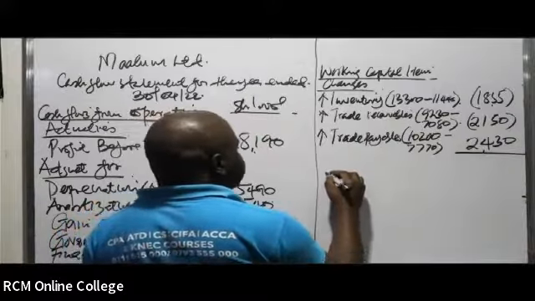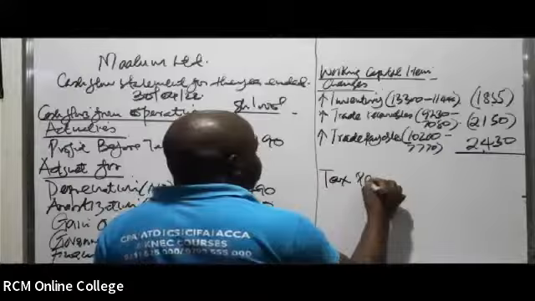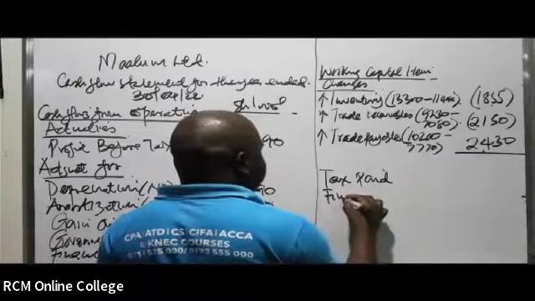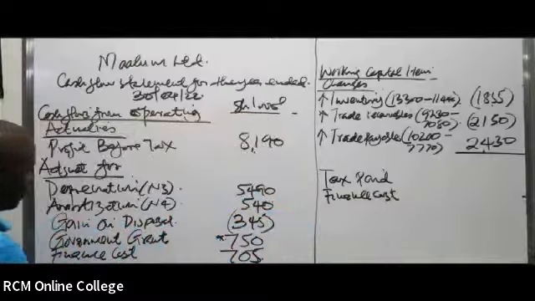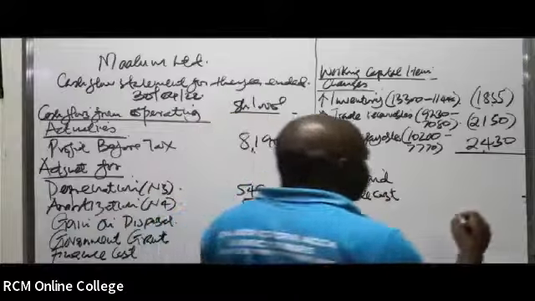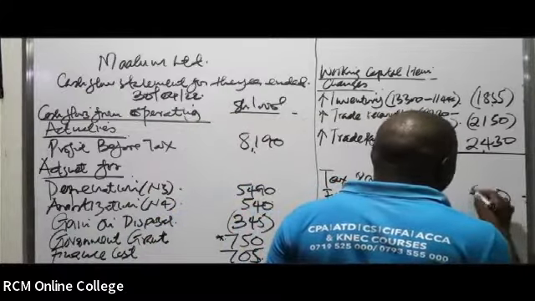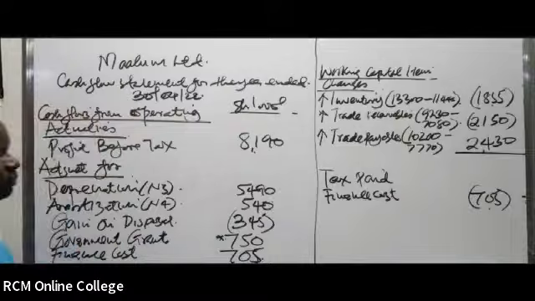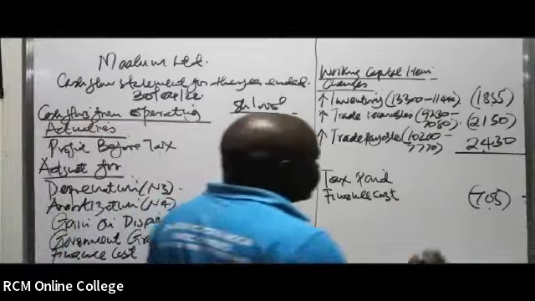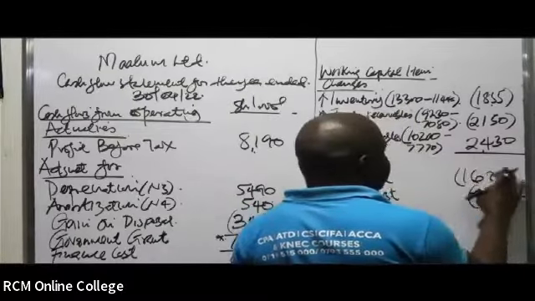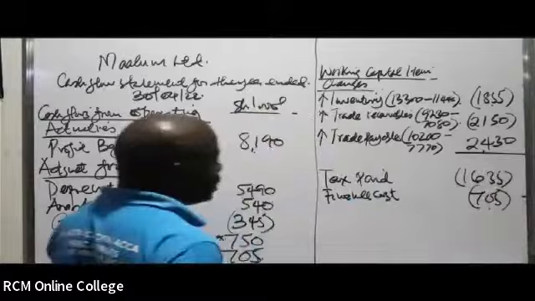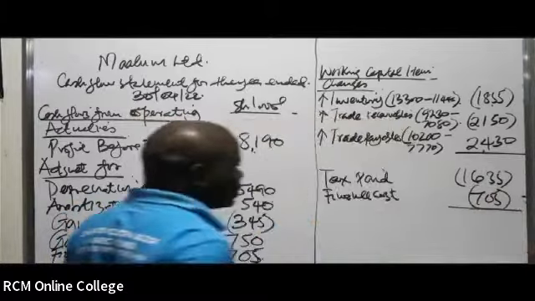Then now we can consider the tax paid and also the finance costs. For the finance cost, there was no adjustment, so you just pick this figure. It is 705, so you deduct 705. For the tax paid, we had calculated, and I think we were getting 1635. So both of them you deduct.